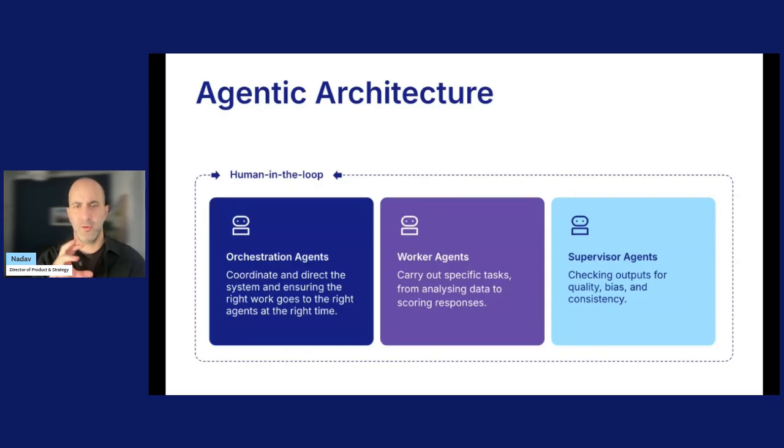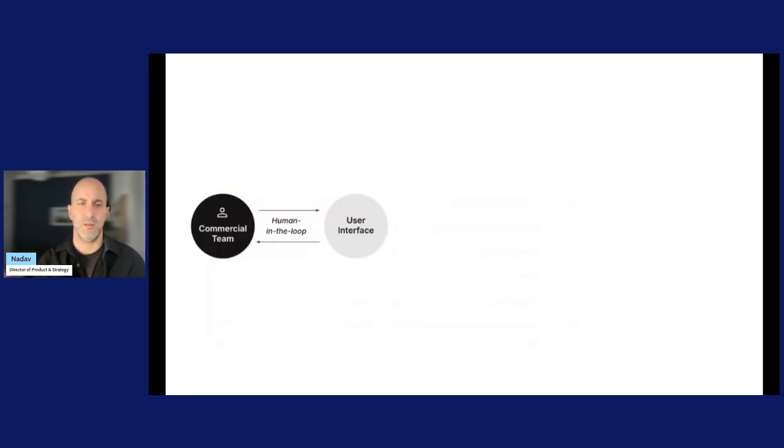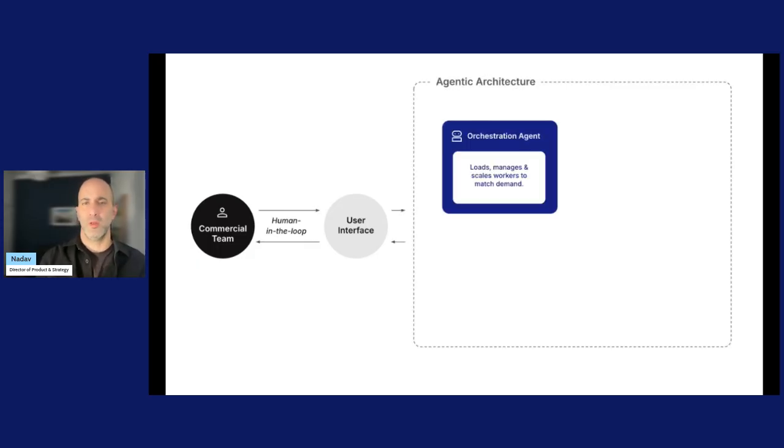So if we take those different components and we start placing them as an architecture or a bit of a flow, we can look here at that commercial team, and they interact with a user interface. It often is a fairly simple user interface. It will allow them to do some basic tasks like uploading some of the tender documents or whatever data set they need to build for that evaluation. And then the next step would be to start engaging the agents, right? So the first agent that comes into play here is that orchestrator agent.